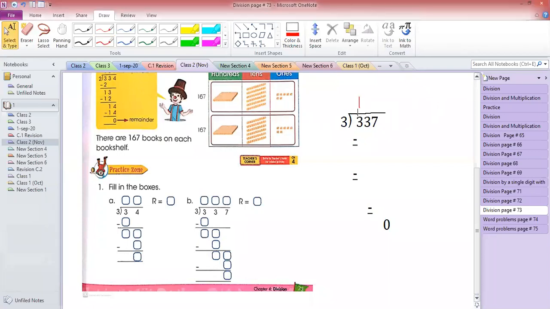1 times 3 equals 3. I multiply this 3 by this 1 and I get 3. Okay, what is the next step? Now, what to do? Minus. 3 minus 3 is 0. This 3 goes down. Very good. Okay, now.